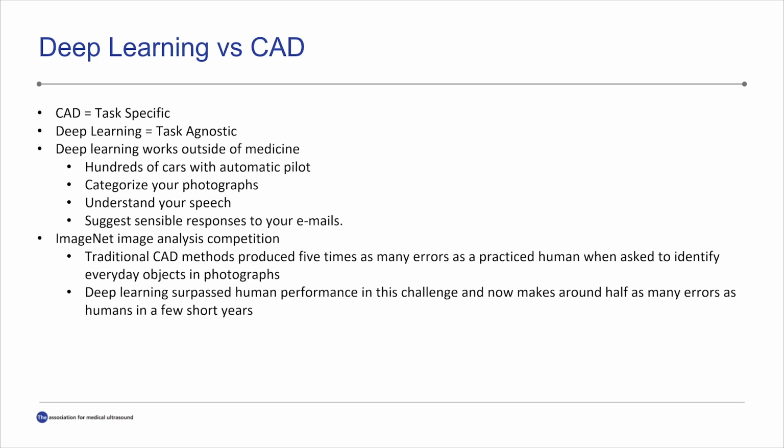Now, when they took this same concept and applied it to a deep learning algorithm, they actually found that it surpassed human performance and made about half as many errors as humans over the course of the challenge.